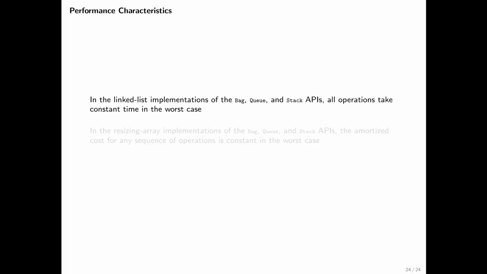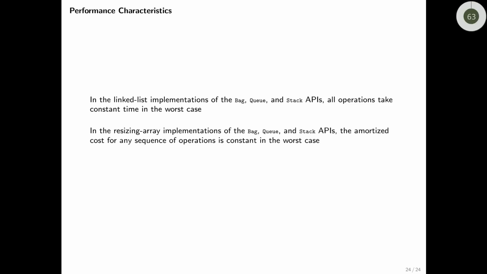So the last bit in this lecture is to talk about the performance characteristics, which we already have a pretty good handle on. So in the linked list based implementations of the bag, queue, and the stack API, all operations take constant time in the worst case. So they are all extremely efficient. Every single operation is a constant time operation. What about the resizing array based implementations of the bag, queue, and the stack API? Well, there again, the implementations are all extremely efficient and they're all constant, but with some of the operations, they're constant in the amortized sense.